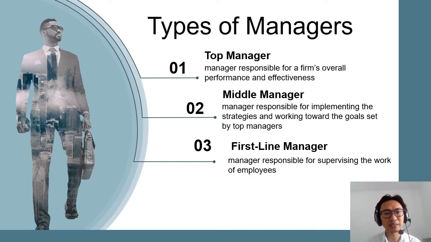Lastly, we go to the first line manager. For first line managers, the duties at this level normally depend on the job. Although most of the time, first line managers spend their time supervising the employees who report under them. They take care of those employees. Some of the titles we give are supervisor, office manager, project manager, group leader. These are all first line managers.